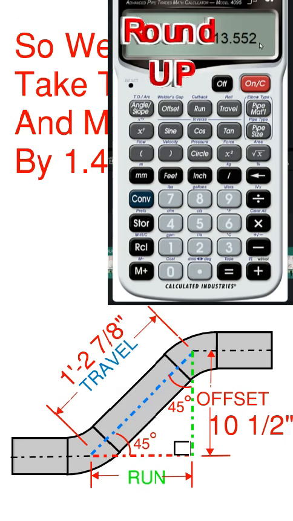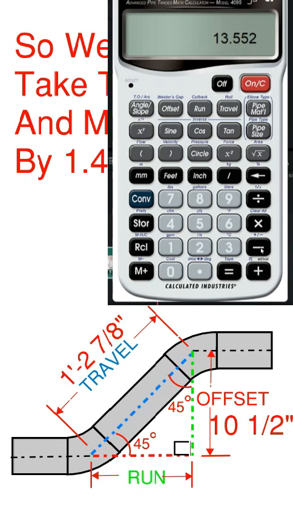The number to the right of the decimal is 5 or greater. So let's take the 13, round that up to 14/16 or 7/8.